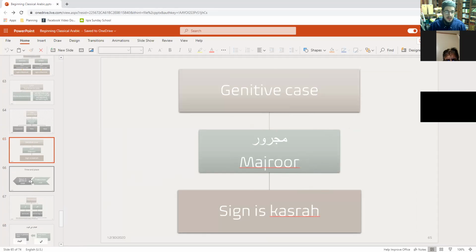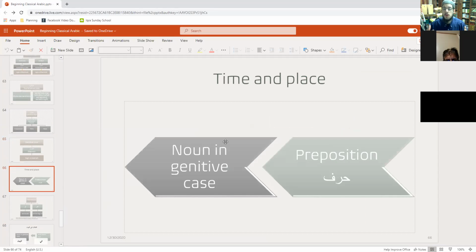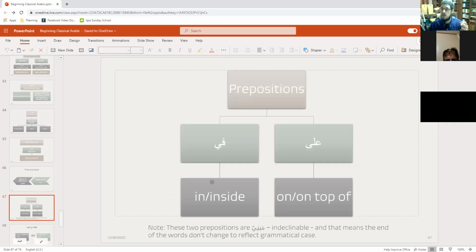So what's the formula? After our mubtada, the khabar isn't going to just be one word. We're going to have two words: a prepositional phrase made up of a preposition and a noun that's in the genitive case with a kasra on the end. We learned two prepositions: ala, which means on top of or on, and fi, which means in or inside.